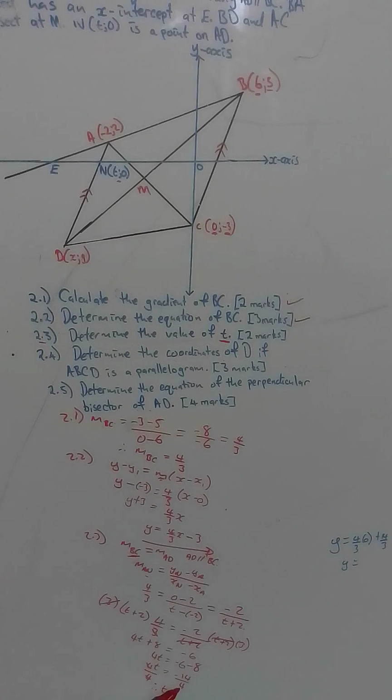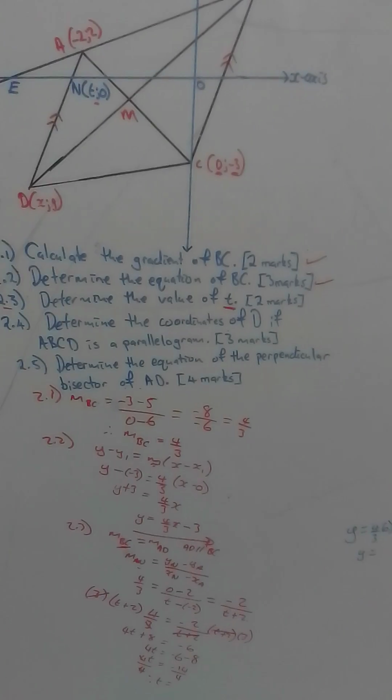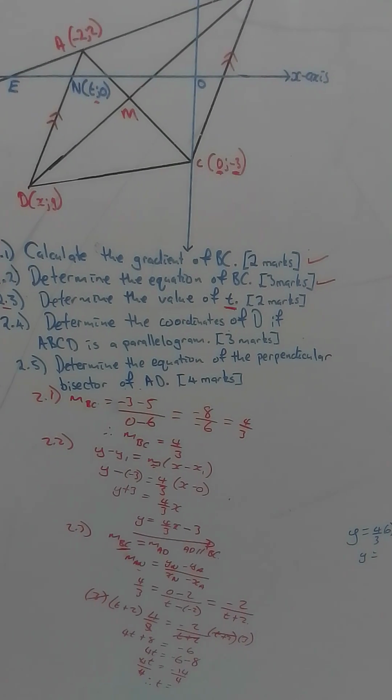negative 14 over 4. But there is a common factor for negative 14 and positive 4, and the common factor is 2. If we divide negative by positive, it's a negative, and 14 divided by 2 is 7, and 4 divided by 2 is 2. So the value of T is equal to negative 7 over 2.